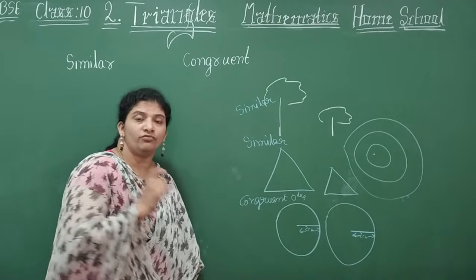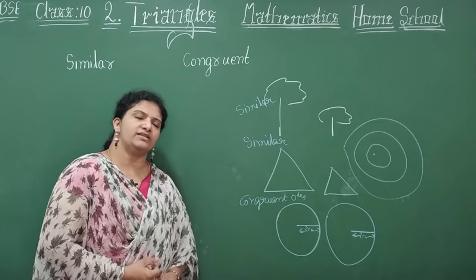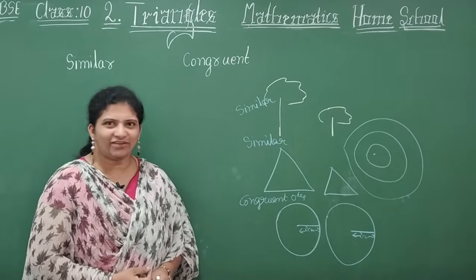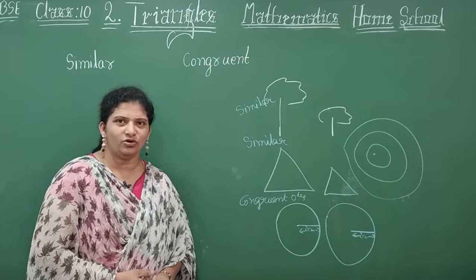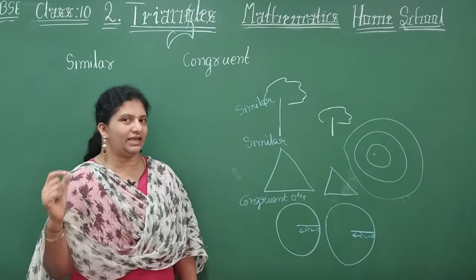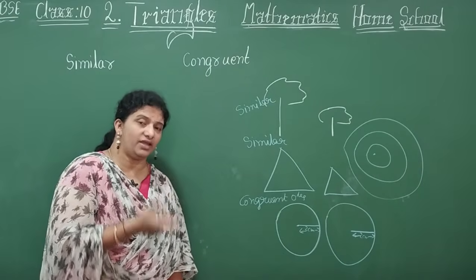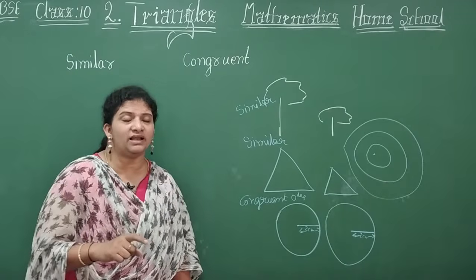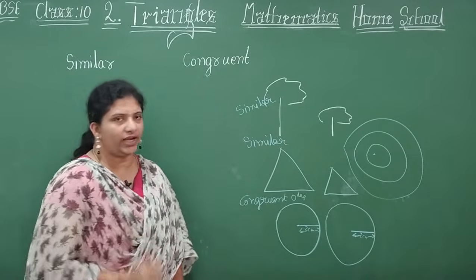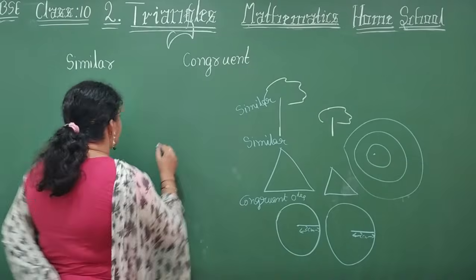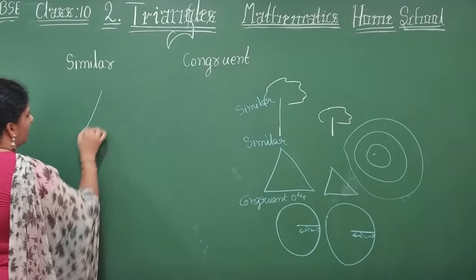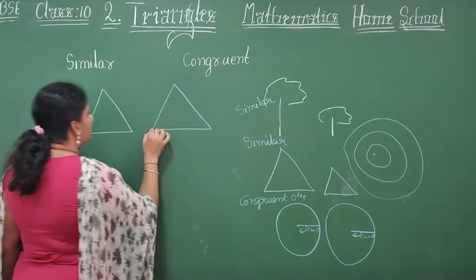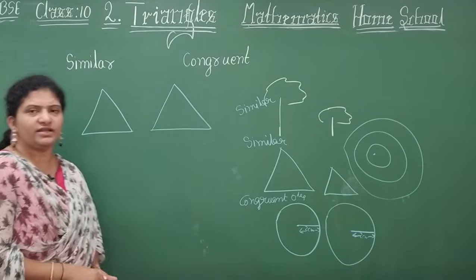When we think of triangles, which two triangles can you say are congruent, children? All equilateral triangles? Yes or no? If one equilateral triangle corresponds to another equilateral triangle, then the two triangles are similar, they are congruent. How? Suppose I consider a triangle here and one more triangle here. Looking at this, what can you say?